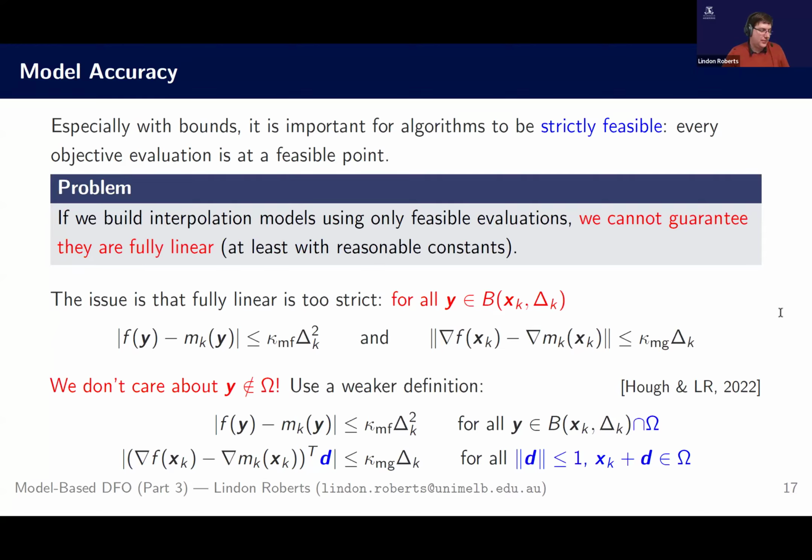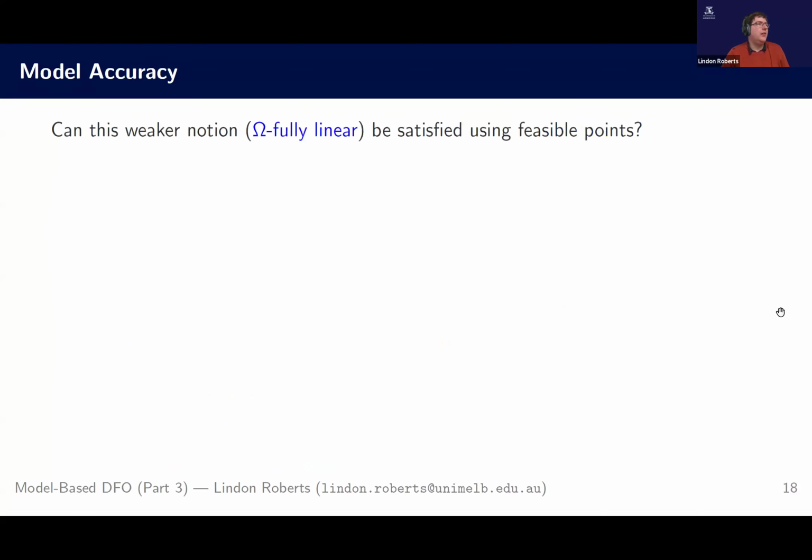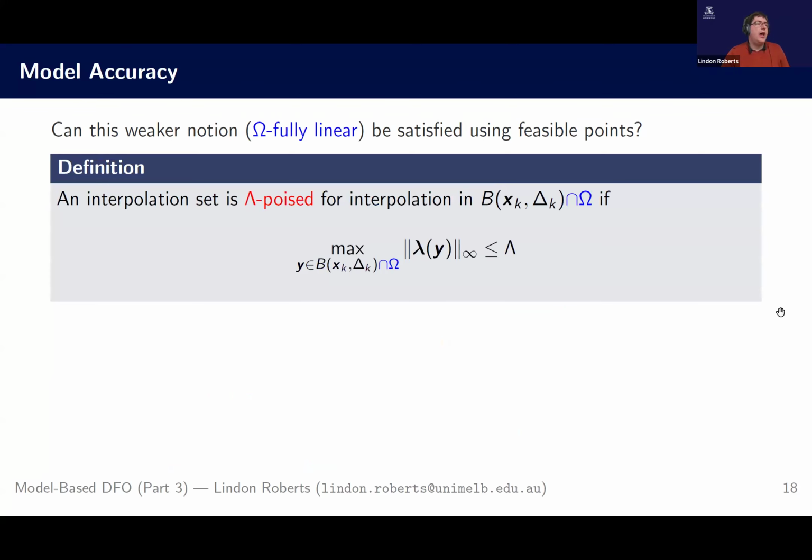Again, in the unconstrained case, it reduces back. But we can use a weaker definition there. And now the question is, well, can this weaker notion be satisfied with feasible points? And I wouldn't be telling you this if the answer was no. The answer is yes. And all we have to do is change our definition of lambda poisedness.